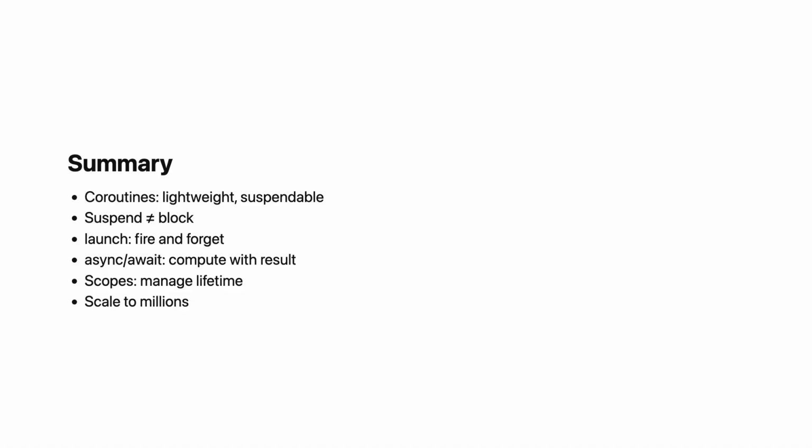Sequential-looking concurrent execution. Let us summarize. Coroutines are lightweight, suspendable computations. Coroutines suspend without blocking threads. This enables massive concurrency. Launch starts a coroutine without returning a result. Async starts a coroutine that produces a result. Await retrieves it. Coroutine scopes manage lifetime and prevent leaks. Coroutines make concurrent code look sequential while scaling efficiently.